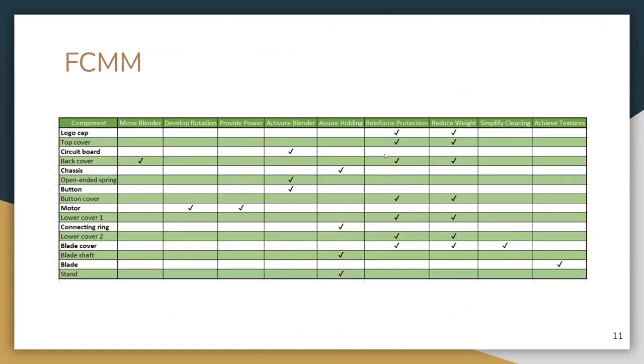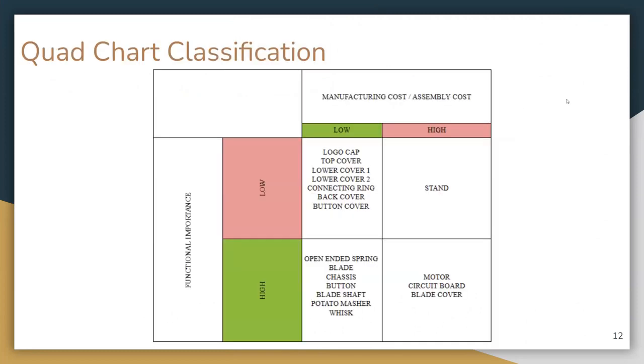For our FCMM, we did notice that there were a few multiplicities for reinforced protection and reduced weight. This is an area we will try and redesign for. For our quad chart classification, we noticed something similar with a lot of products being in the low functional importance. So we will aim to reduce this number.